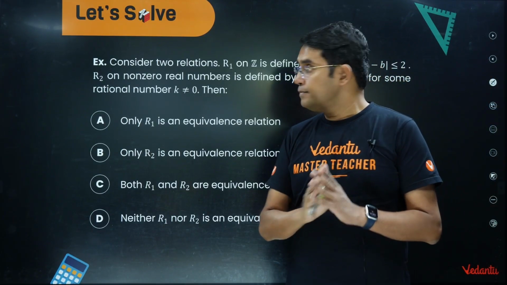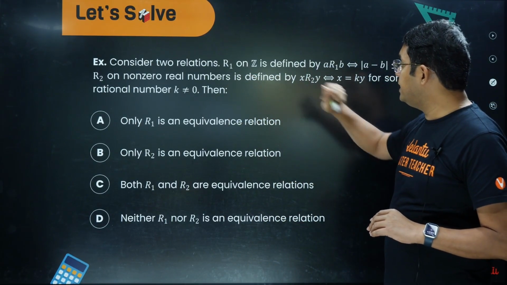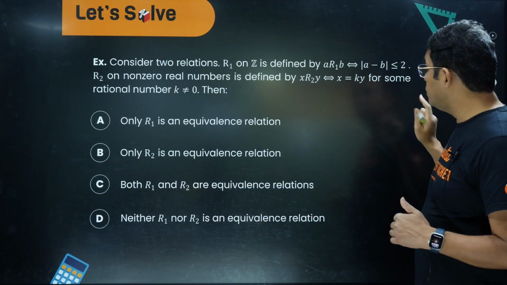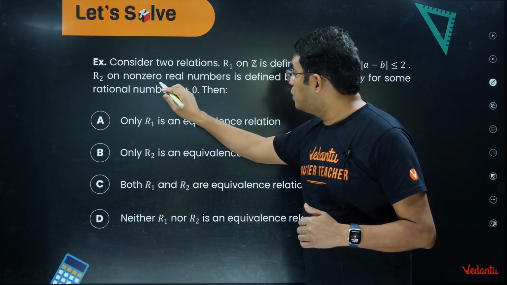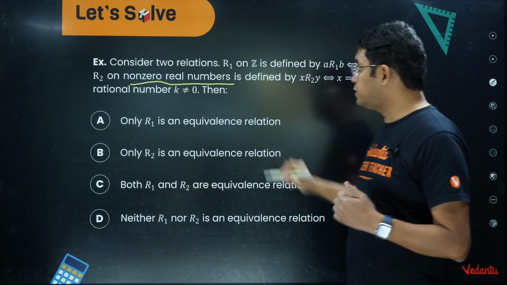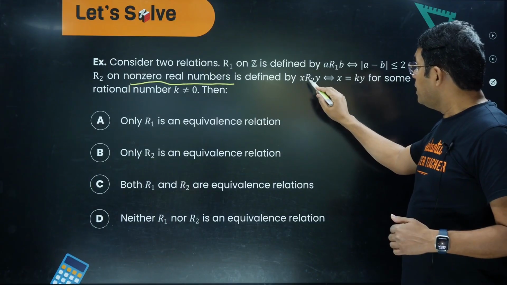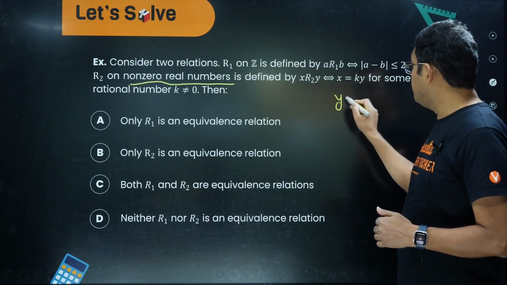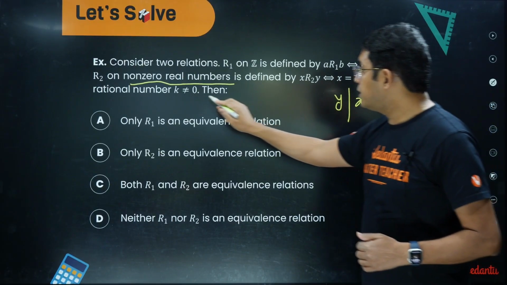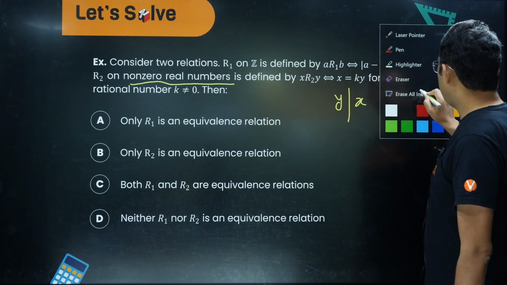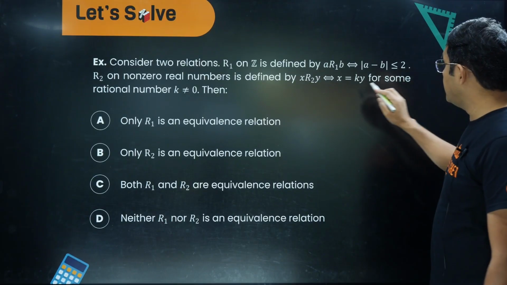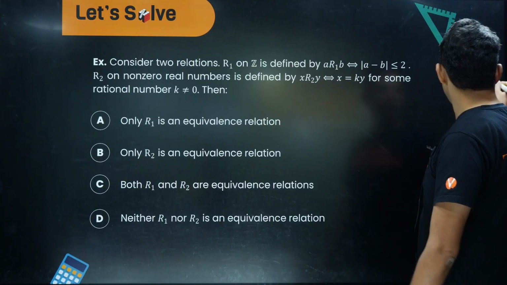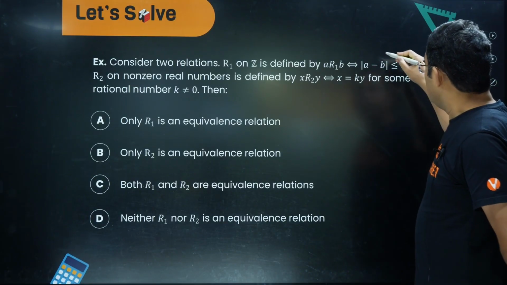Now coming to this question, it says two relations: R1 on integers given by |a − b| ≤ 2, and R2 on non-zero real numbers defined by x R2 y if and only if x = ky. That means, for some rational number k, actually it is not divide, it is just saying x equals k times y. K is some rational number. Now please see this kind of relation in this question.